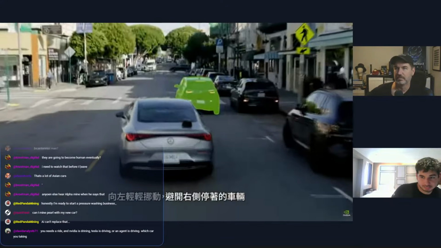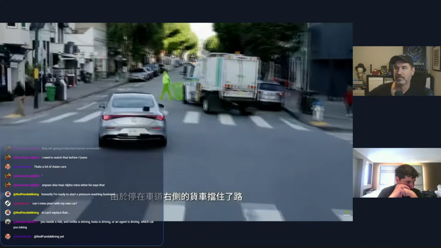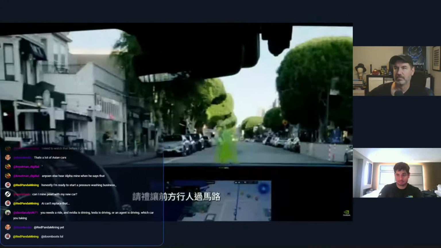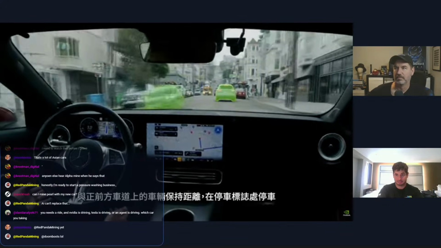Nudge left to clear the stopped vehicle blocking on the right. Keep distance to the cut-in vehicle since it is merging into our lane. Nudge left due to the stopped van blocking the right side of our lane. They are in our lane. Pedestrian crossing ahead. Stop to keep distance to the lead vehicle. Keep distance to the vehicle directly ahead in our lane. Keep distance to the vehicle directly ahead in our lane.